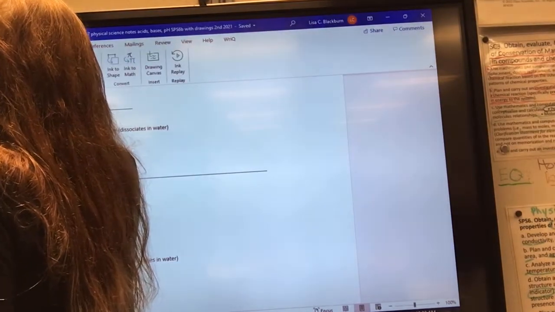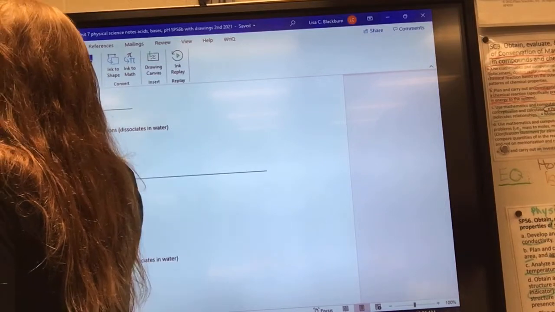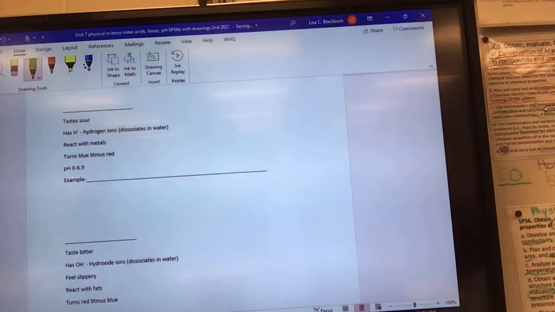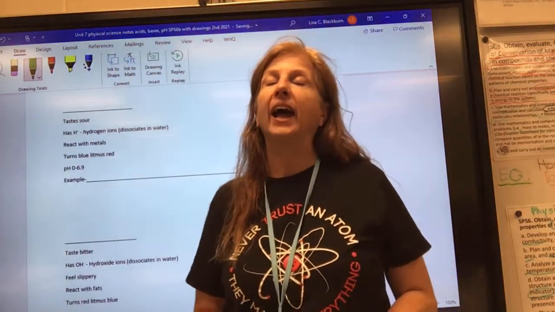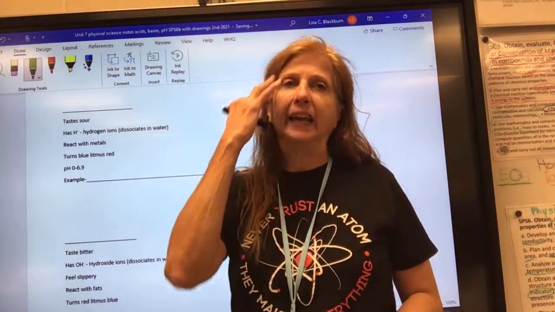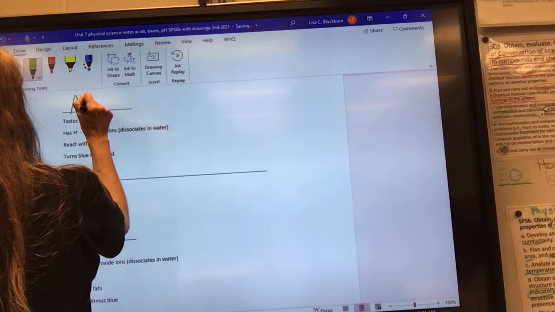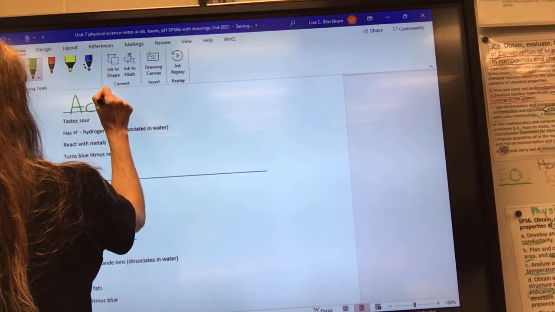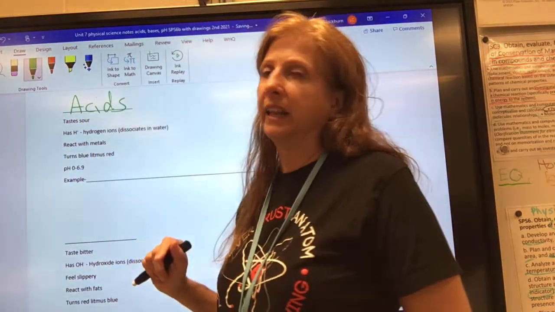Now, should you be tasting things in chem class? No, we're not going to taste the things. But there are acids you taste all the time. In fact, a lot of the food we eat is acids. So these are acids. Everybody write that in. Acids. And notice we have a little lemon over there, so draw a little line to the lemon.